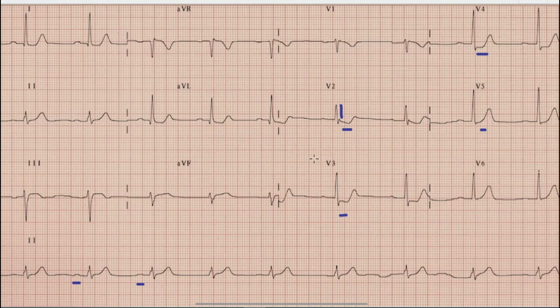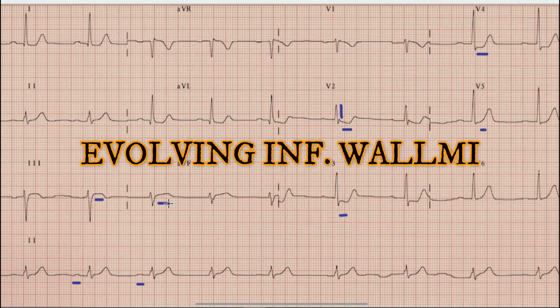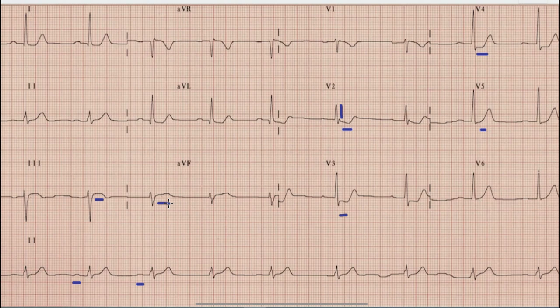Along with these findings, you can also find that there is slight, about 1 millimeter, ST elevation in lead 3 and lead AVF. So there is possibly an inferior wall MI involved as well. So this is basically an inferior posterior wall MI.